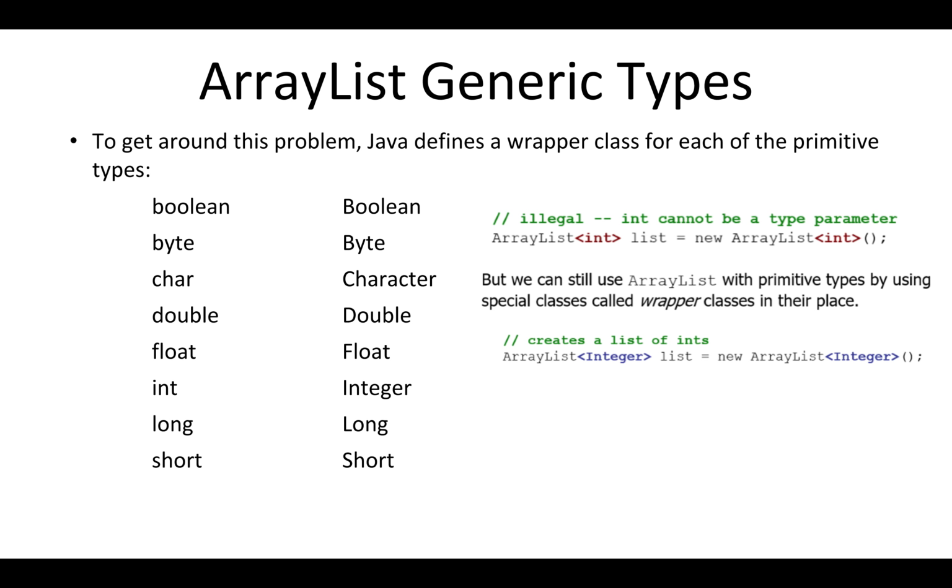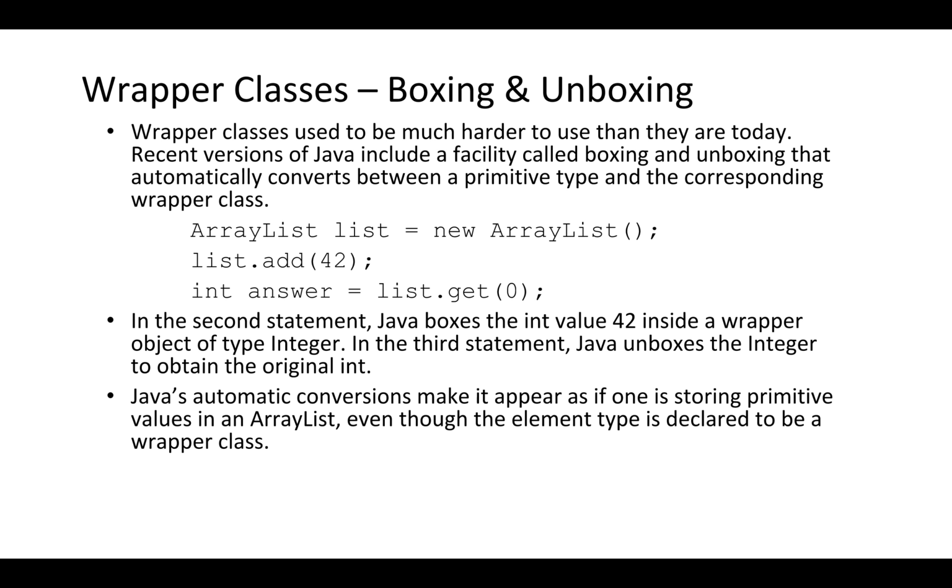But just in general, it's important to know that you cannot create an array list of ints. You have to create an array list of integers. So that's a restriction on array lists. The way that wrapper classes work is through a concept of boxing and unboxing in Java.